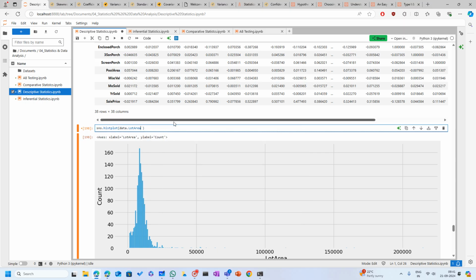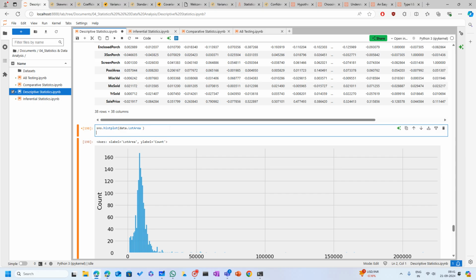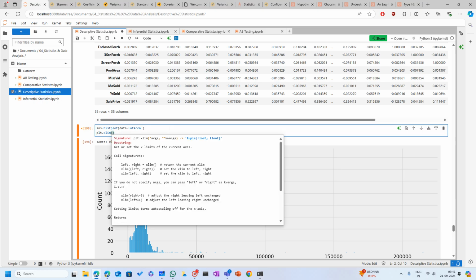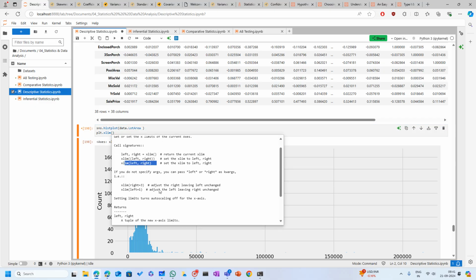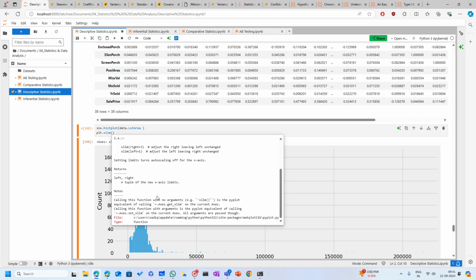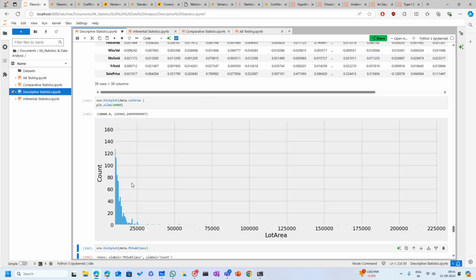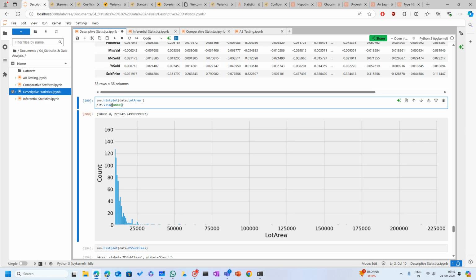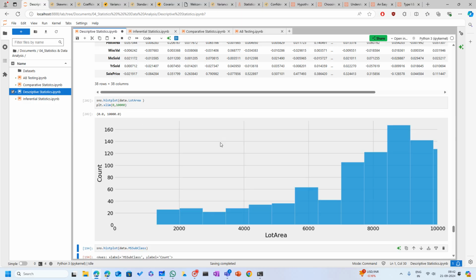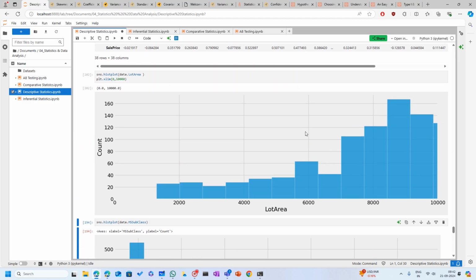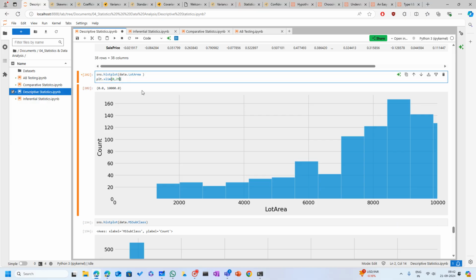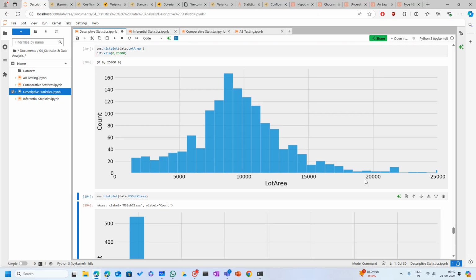I can answer that question using xlim. If I use plt.xlim, let's say I want to limit the values of left and right by a certain value, xlim of, let's say, 0 to 10,000. Now see, 25,000, because most of my data is concentrated here, right?